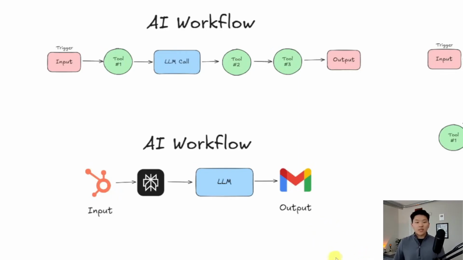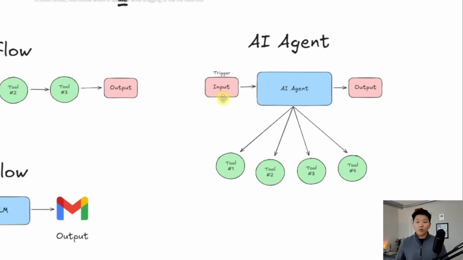And so whenever we know a process is linear or sequential or it's going to follow that order every time, it's much, much better to do an actual workflow rather than send that off to an AI agent, where we have an input, we have the LLM, which is the AI agent, this is the brain of the whole operation, and it has access to all of the different tools it can use, and then it has an output.